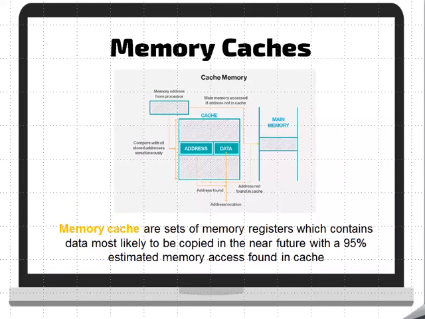So aside from the previously discussed memory types, we also have something called a memory cache, which helps reduce the time required for the processor to access memory storages. The memory cache are sets of memory registers which contain data most likely to be copied in the near future, with a 90% estimated memory access found in cache. So we usually hear these words when we are referring to browsers. So aside from these, we also have other types of memories such as magnetic disks, optical memories, and other secondary memories like magnetic drums.